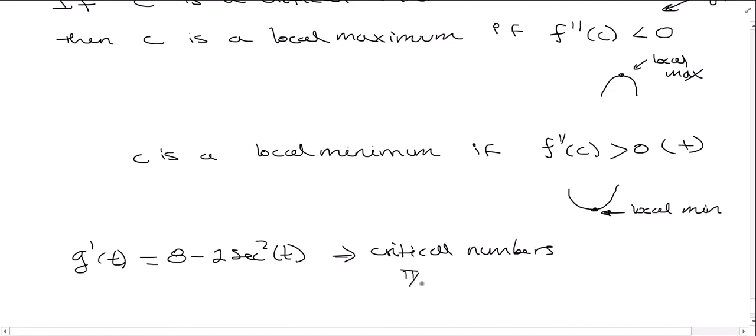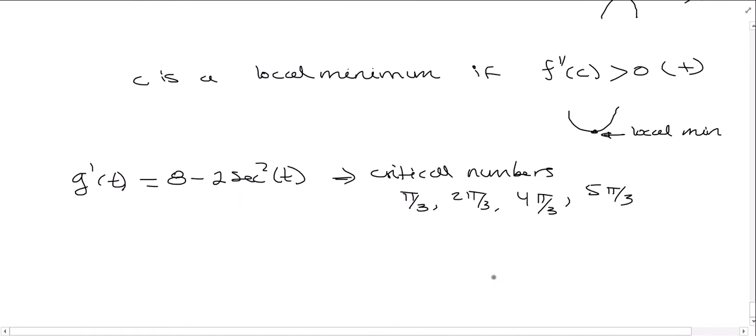What were they? It was pi over 3, 2 pi over 3, 4 pi over 3, and 5 pi over 3. So from the number line above, we already saw what pi over 3 and 2 pi over 3 were. So let's focus on 4 pi over 3, since we didn't know what that was. Is it a local max or is it a local min?